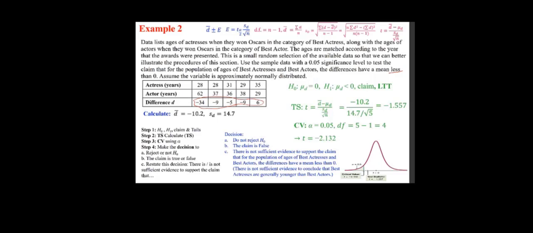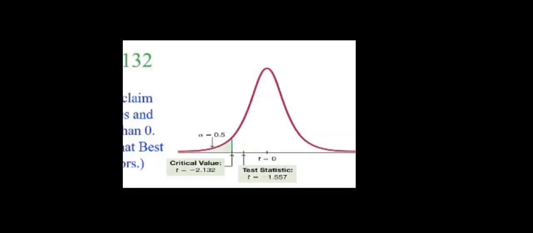The claim is false. There is not sufficient evidence to support the claim that for the population of ages of best actresses and best actors, the differences have a mean less than 0. There may be other ways of putting it. There is not sufficient evidence to conclude that best actresses are generally younger than best actors, however you want to put it. So, as far as the p-value is concerned, I want to show you right here.